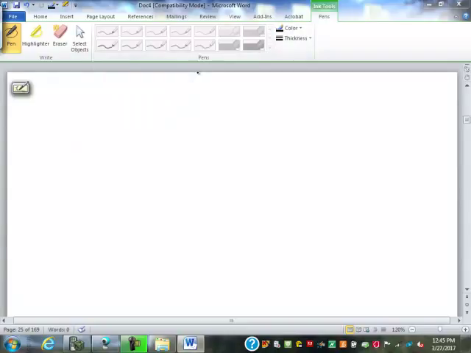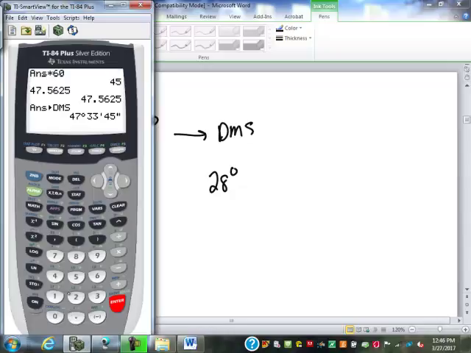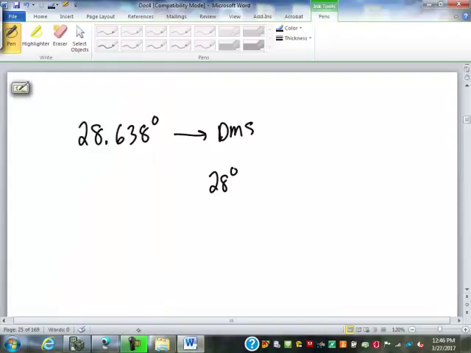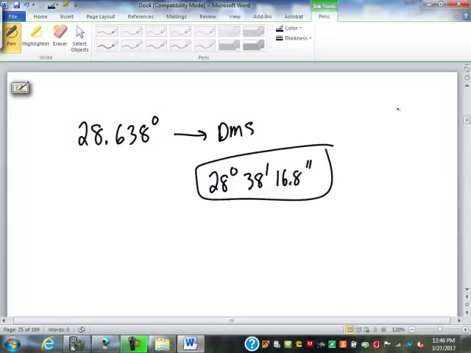So, anyway, I'm going to have you guys convert for me then. 28.638 degrees. Convert it into DMS. Yeah, you get 28 degrees, 38 minutes, and 16.8 seconds. Generally, when seconds, you would never go past 1 decimal place in the seconds. Some calculators will go 3 or 4 decimal places.